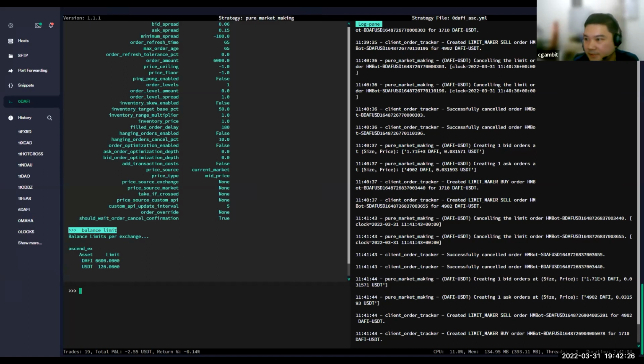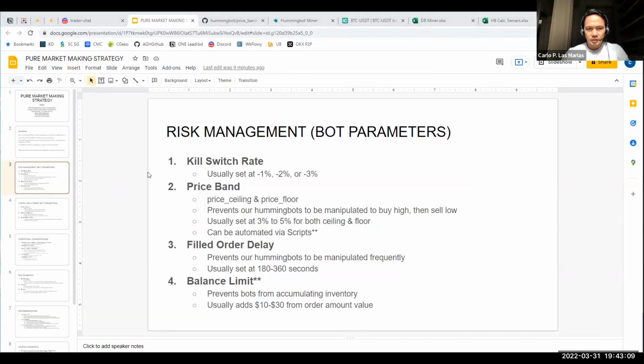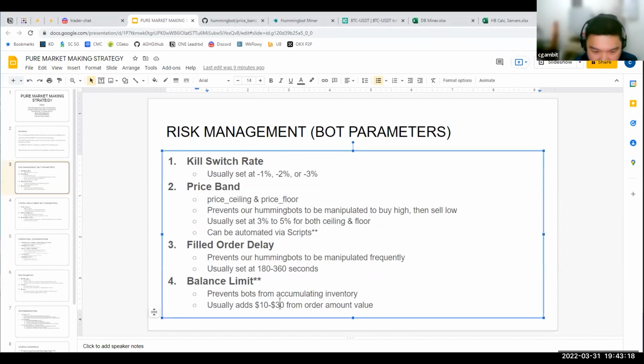Both of these are important to set, so that the bots will not be able to accumulate more than what we wanted. Because we budgeted this pair with around $200. Carlito, what does this mean, usually adds $10 to $30 from order amount value? This means we add this balance limit amount so that in case the bot buys or sells something, we have something left. These are like the allowance for the bot.